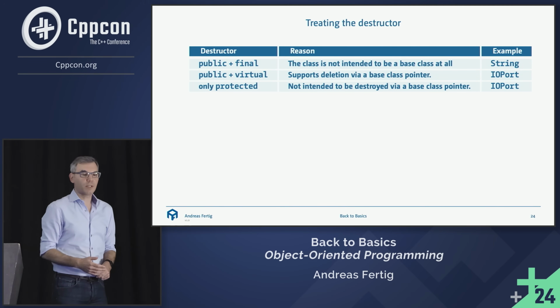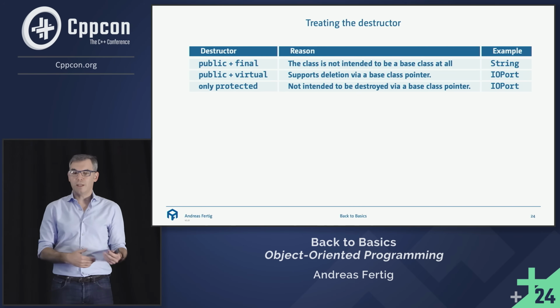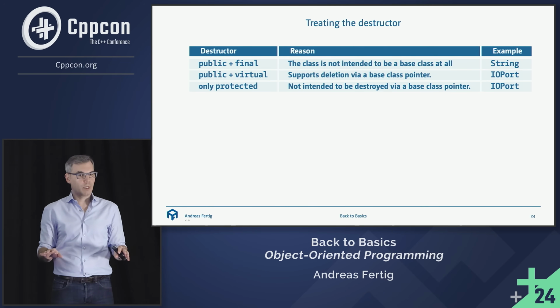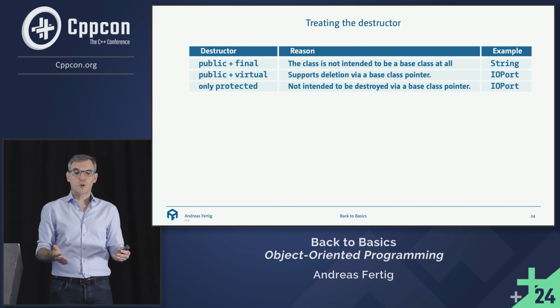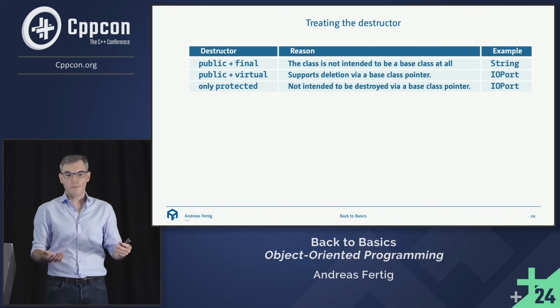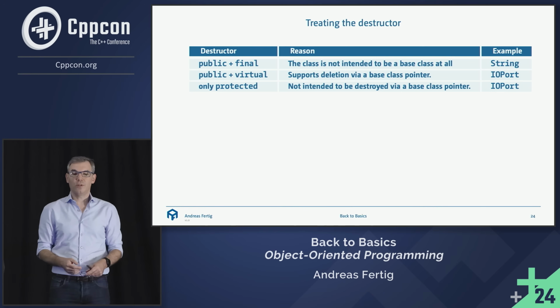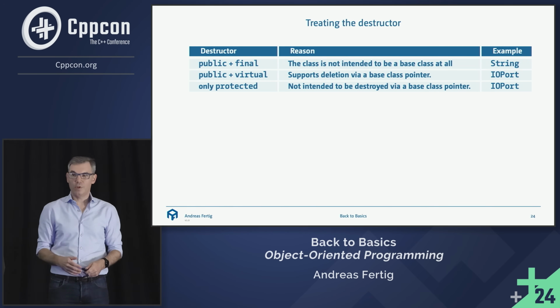We can summarize that in this table here. We can say, okay, if we have a destructor that's public and the class itself is final, like in string, as we just saw, the meaning here is this class is not intended to be a base class at all, period. If we have a destructor that's public and virtual, that means this base class supports deletion via a base class pointer. The first IO port version was such an example. It's a very common pattern. If we have a destructor that's only protected, that means it's not intended to be destroyed via a base class pointer, period. So these are the design options summarized in one table.